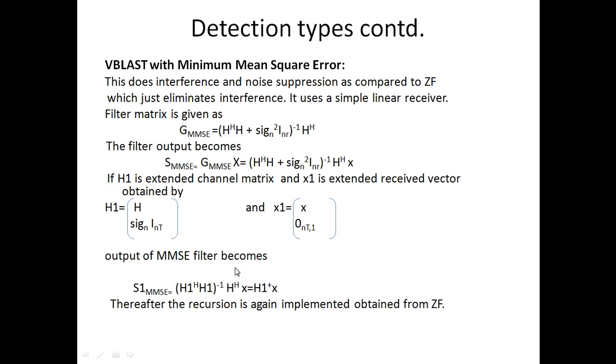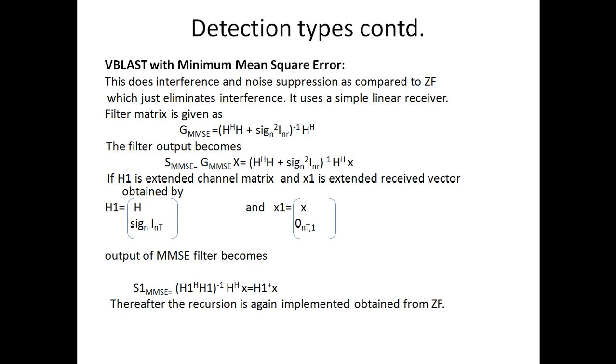Now that was the zero forcing technique. We have another technique called minimum mean square error, which we also use in BLAST. In this type of detector, you change your filter matrix. It is given as the Hermitian of the channel matrix H multiplied by the channel matrix H, plus sigma square times the identity matrix, and this whole thing is inverted, and then you have your channel matrix again with its Hermitian. So this is the definition of the filter matrix which you employ for the MMSE detector.